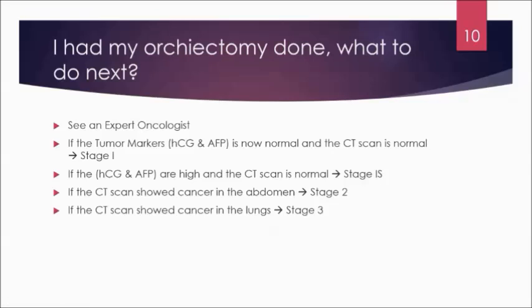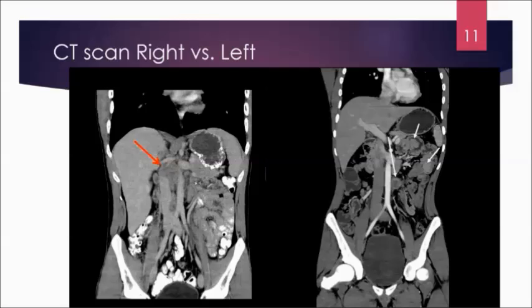And if the CT scan showed disease in the abdomen in the specific areas that I mentioned, we call it stage 2. And finally, if this CT scan showed that the cancer has spread to the lung or the liver, we call it stage 3. And here I'm going to show you some pictures of what we're looking at on the CT scan.